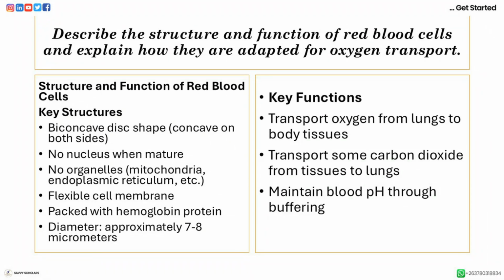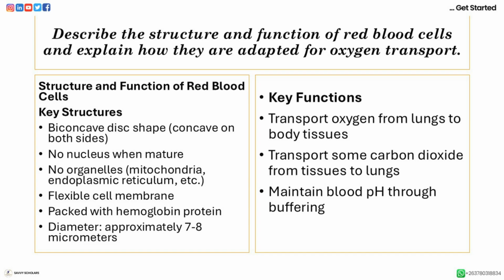Now, we are looking first at describing, and then we are also looking at explaining. On describing, you're looking at the structure and function of red blood cells, where you look at the key structures, which is the first question, where you are supposed to highlight the biconcave disc shape, the unavailability of nucleus, the unavailability of organelles, flexible cell membrane, the packaging of hemoglobin protein, and even the diameter, which is approximately 7 to 8 micrometers.